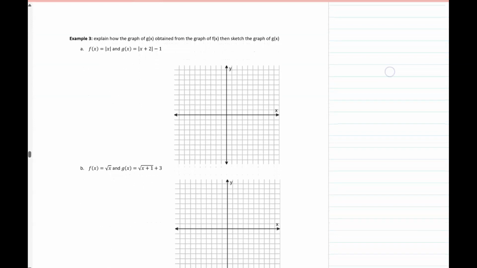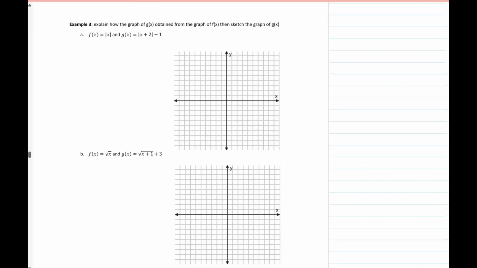Explain how the graph of g of x is obtained from the graph of f of x. Then sketch the graph of g of x. So note that here we subtract c units. This means g of x is shifted down 1 unit compared to f of x.